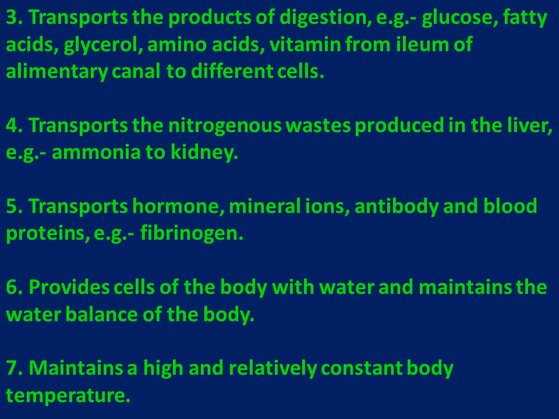Number 4. Transports the nitrogenous waste products produced in the liver, for example ammonia, to the kidney. Number 5. Transports hormones, mineral ions, antibodies and blood proteins, for example fibrinogen. Number 6. Provides cells of the body with water and maintains the water balance of the body. And number 7. Maintains a high and relatively constant body temperature.